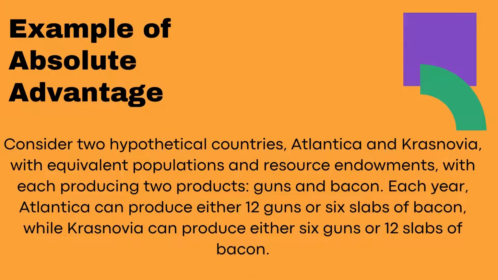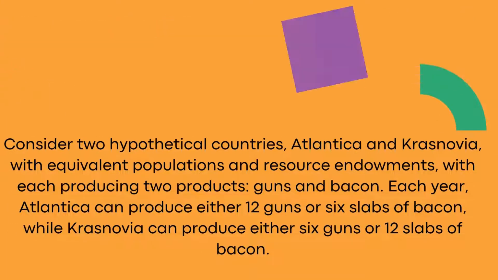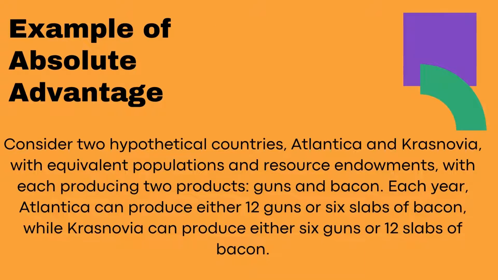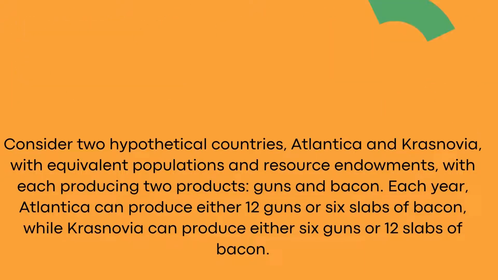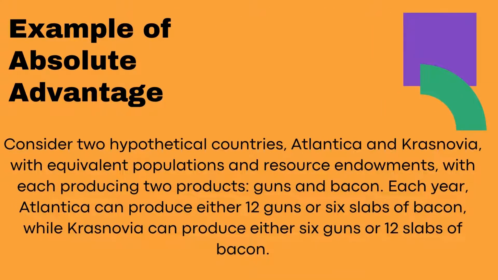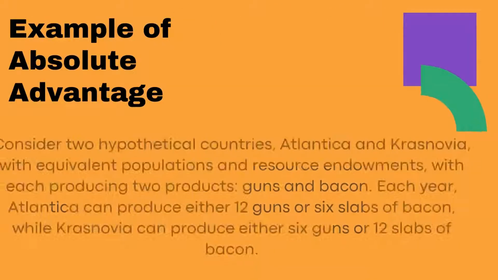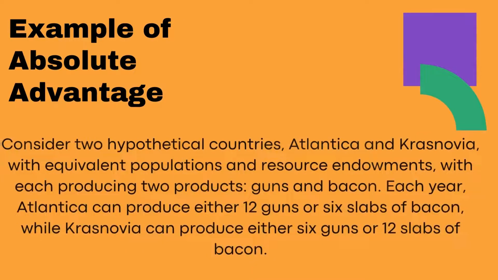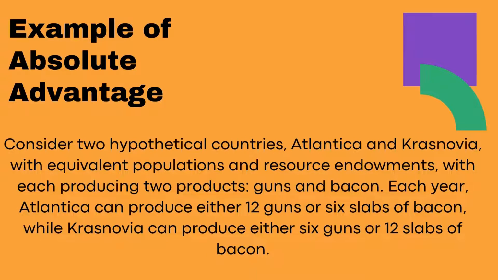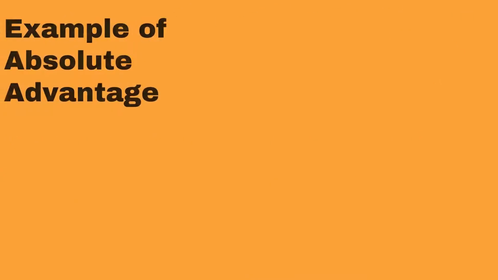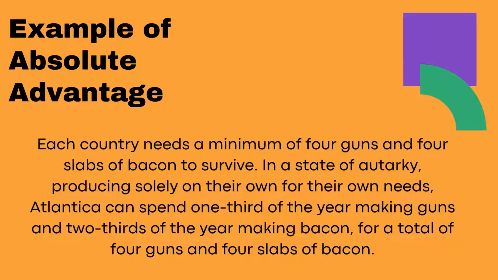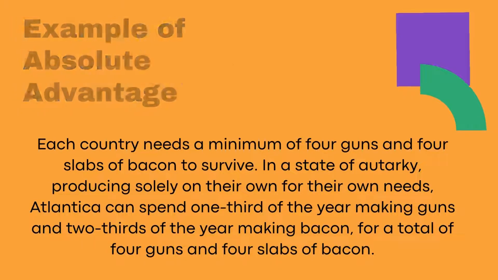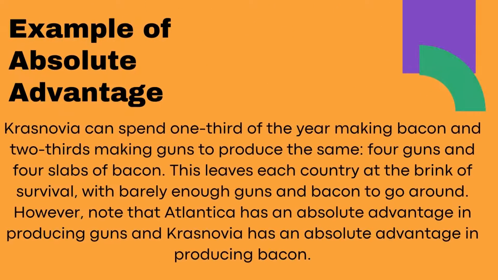Example of absolute advantage. Consider two hypothetical countries, Atlantica and Krasnovia, with equivalent populations and resource endowments, with each producing two products, guns and bacon. Each year, Atlantica can produce either 12 guns or 6 slabs of bacon, while Krasnovia can produce either 6 guns or 12 slabs of bacon. Each country needs a minimum of 4 guns and 4 slabs of bacon to survive.